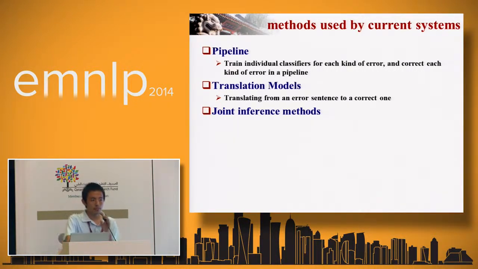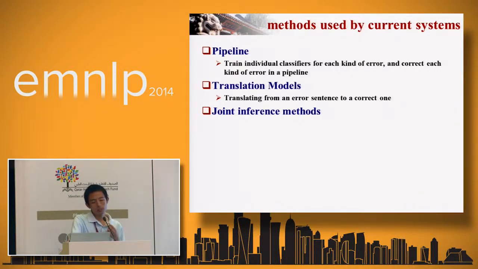I mean, the method can view the error sentence as the source language and use the correct one as the destination language, and build translation models from the source to the destination. One difficulty for the translation models is that to train a reasonable translation model, you need a large amount of training data, and the training data is not easy to generate automatically.